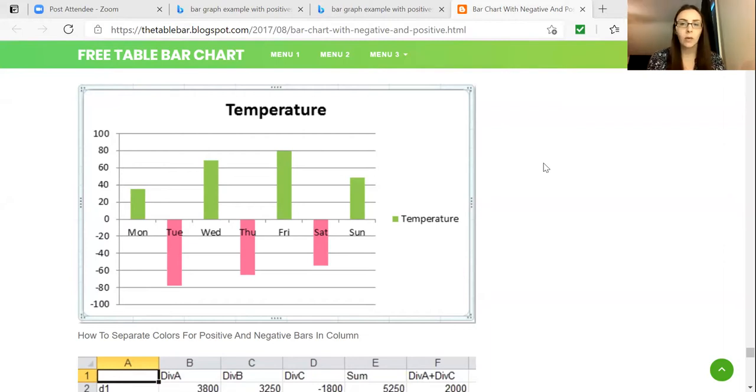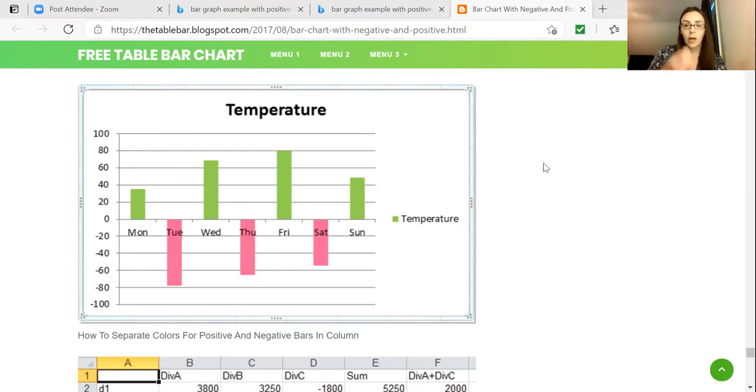So in this chart, what we're looking at is the temperature, and obviously these are very extreme swings, right? So I don't think this is real data or anything like that. But the temperatures for Monday, Wednesday, Friday, and Sunday are all positive. We look at the height of those bars, you know, Monday is almost 40 degrees, Wednesday looks like it's around 70, Friday is positive 80, and then Sunday is at around 50 degrees. So those are all positive values.